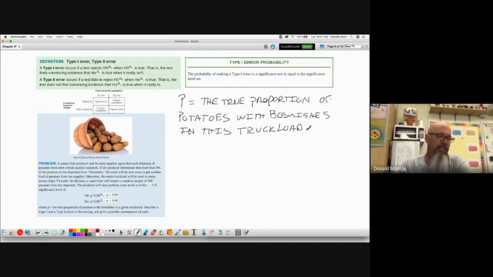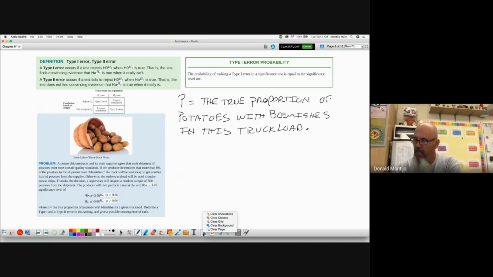Now, we're not going to check every single potato. As you can see in the example, the supervisor inspected an SRS, or a simple random sample, of 500 potatoes from this truckload. So we did not look at every single potato. Again, what is inference trying to do? Take a small sample and answer a question about the entire population. And in this problem, we're supposed to describe a type 1 and a type 2 error in this setting, and then give the consequence of each.